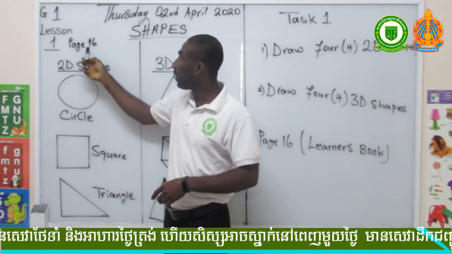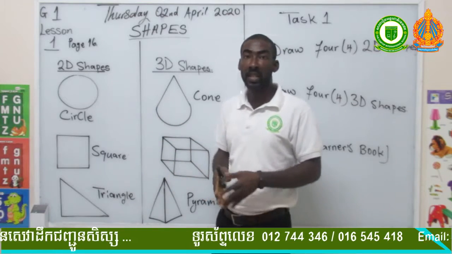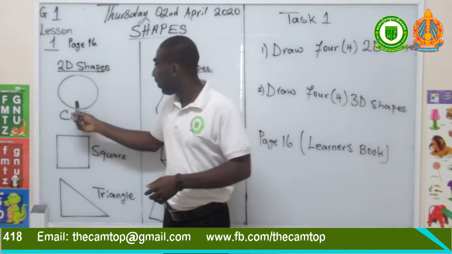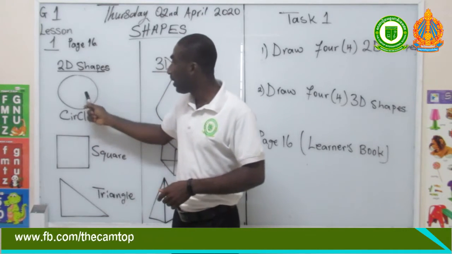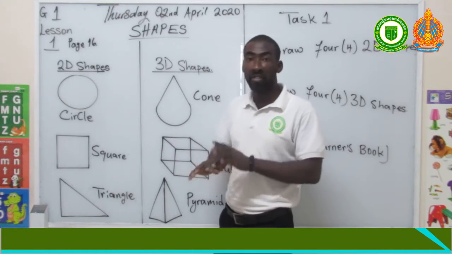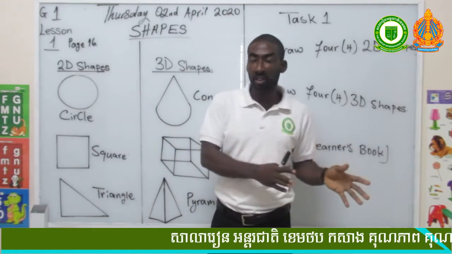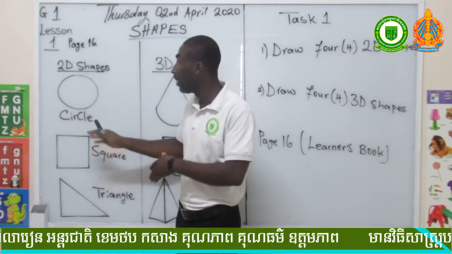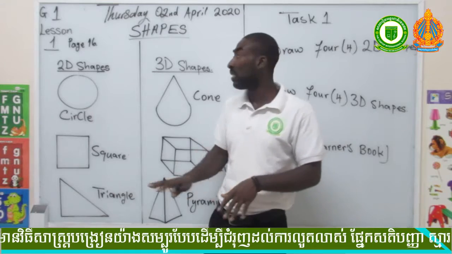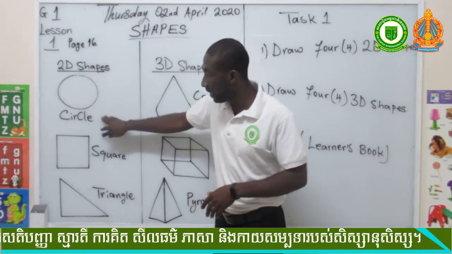This lesson is from page 16 of the first part of your textbook, which is the learner's part of your textbook. We'll look at circle today. A circle is something that is round, a shape that looks round and comes with a flat surface. So don't take a ball as a circle. A ball is different and a circle is also different. This is a drawing on a sheet of paper, on a flat surface, and it is a round circle. So our first 2D shape is a circle.